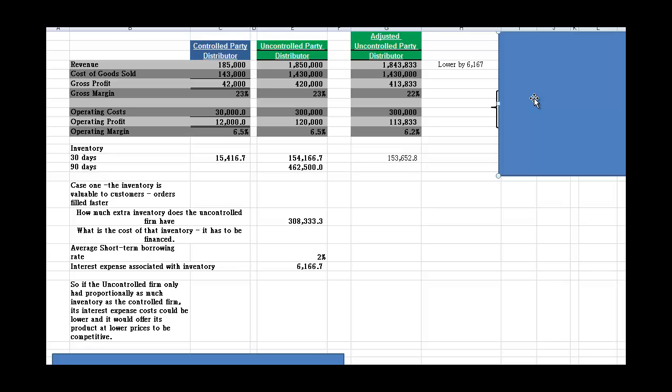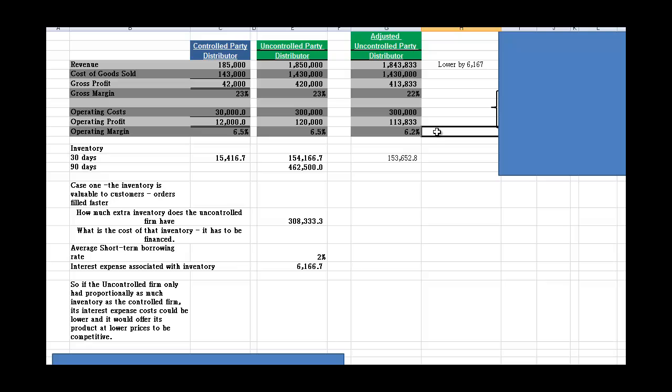That's brought down its gross profit because the cost of goods sold has not changed at all. So the gross margin is slightly lower. Their operating costs are the same. That hasn't changed at all, but their operating profit now is a little less by this amount, and therefore their new operating margin is 6.2%. Just put the cursor right there so you can sort of draw your attention to it.